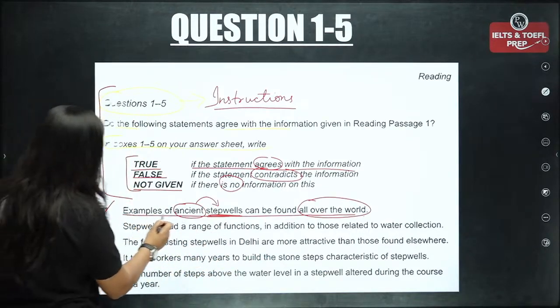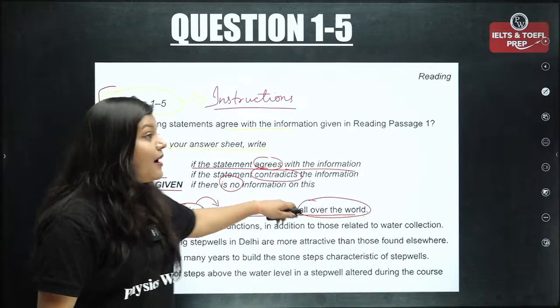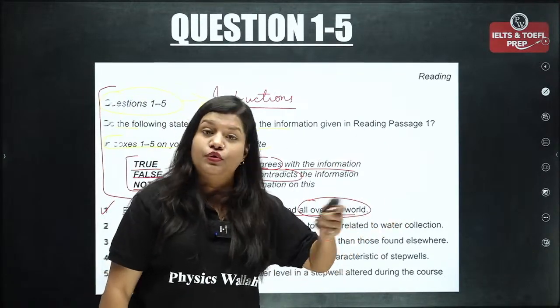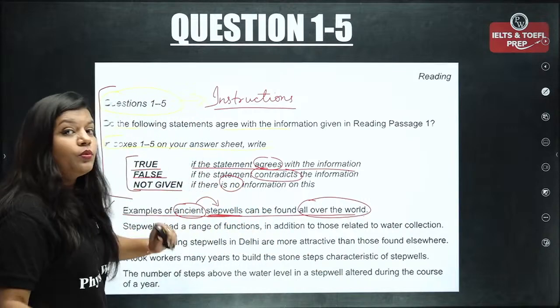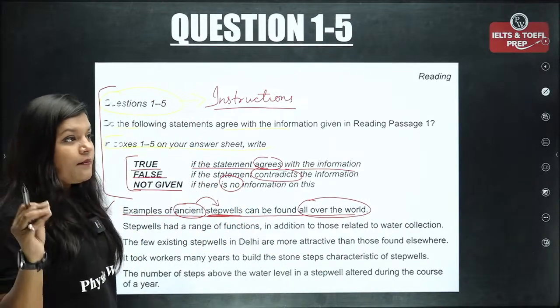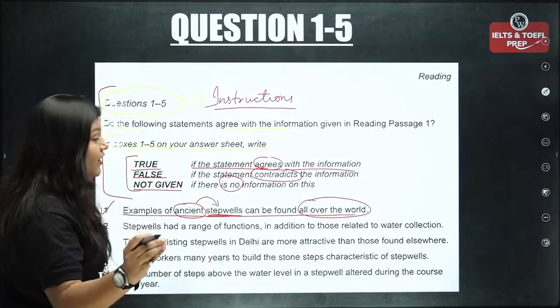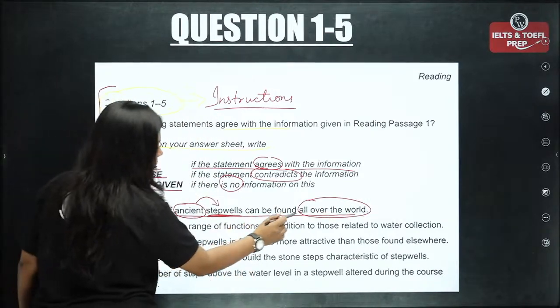अब देखना है कि examples of ancient step wells can be found all over the world. Now this is committing that it can be found all over the world. Now we need to check whether this is true, false or not given. Statement समझ आ गया? Statement understanding is very important, I'm telling you, so be very sure of it. ठीक है? It can be found all over the world.